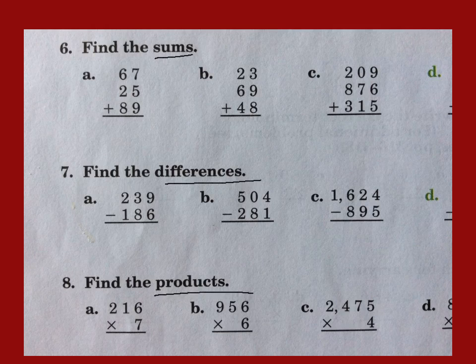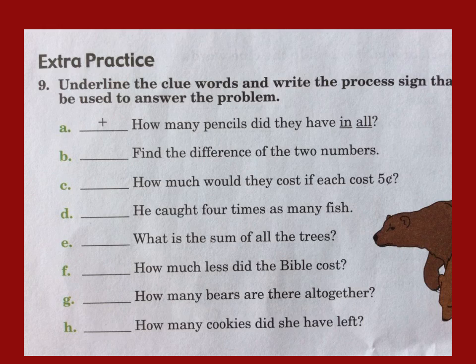And we'll go ahead and do the bottom part on our own, number 9. Number 9 says to underline the clue words and write the process sign that would be used to answer the problem. So the first one they did for us, they underlined in all, and then the process sign is a plus sign. So the process signs that we're going to use include plus signs, subtraction sign, and a multiplication sign. Okay, let's do B. B says find the difference of the 2 numbers. Well, remember we talked about the difference is a subtraction problem. So go ahead and write a subtraction sign in the blank and underline difference.